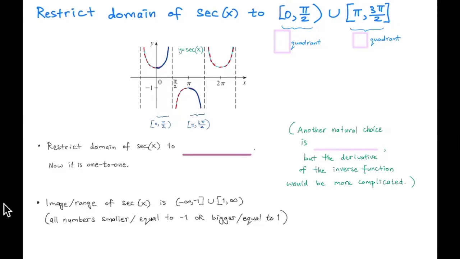In order to define the inverse function of secant, we first need to restrict the domain so that secant becomes a one-to-one function. The choice of domain that is used in the book is the union of the interval from 0 to pi over 2. So let me draw that in the graph. 0 to pi over 2, but not including pi over 2. So this is in the first quadrant. And then the other interval is from pi to 3 pi over 2, but not including 3 pi over 2. So this is in the third quadrant.